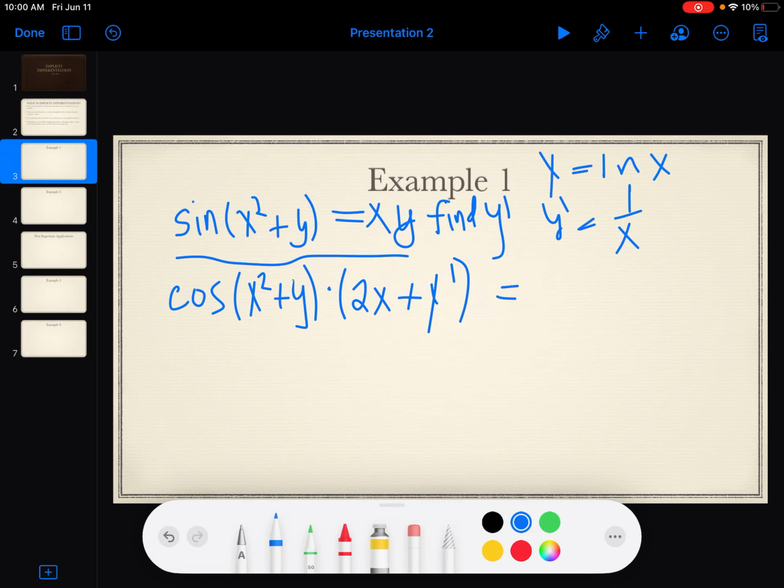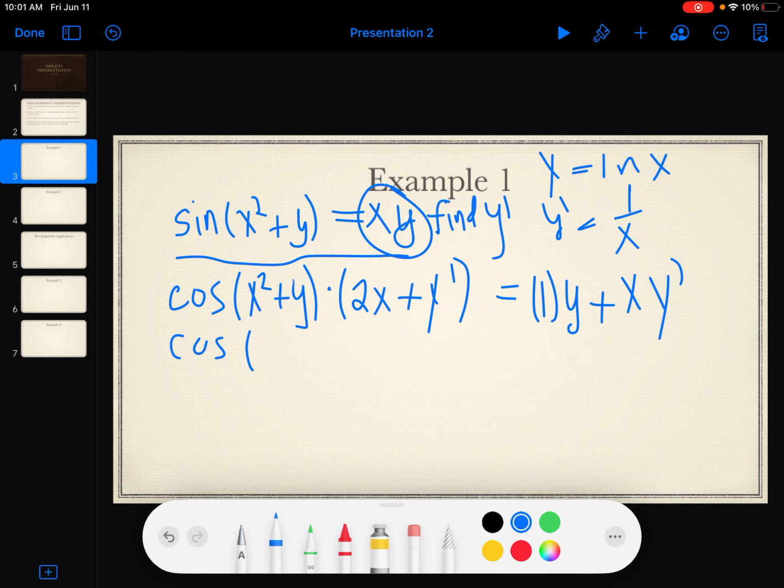And now we take the derivative of the right side, so this part. Because x and y are both variables, we have to use the product rule. So let's use the product rule. Let's take the derivative of x first. What's the derivative of x? It's just 1. So it's 1 times y plus x. Now taking the derivative of y with respect to x, we just get y prime.